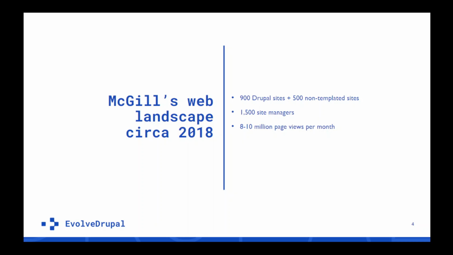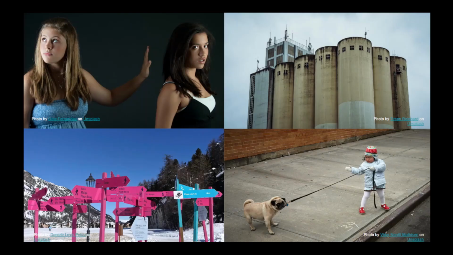All right. Well, McGill's been on Drupal since about 2006, when they migrated their homegrown CMS onto the Drupal 6 platform, and then shortly after that, we migrated into Drupal 7, and I'm going to talk a little bit more about that going forward.